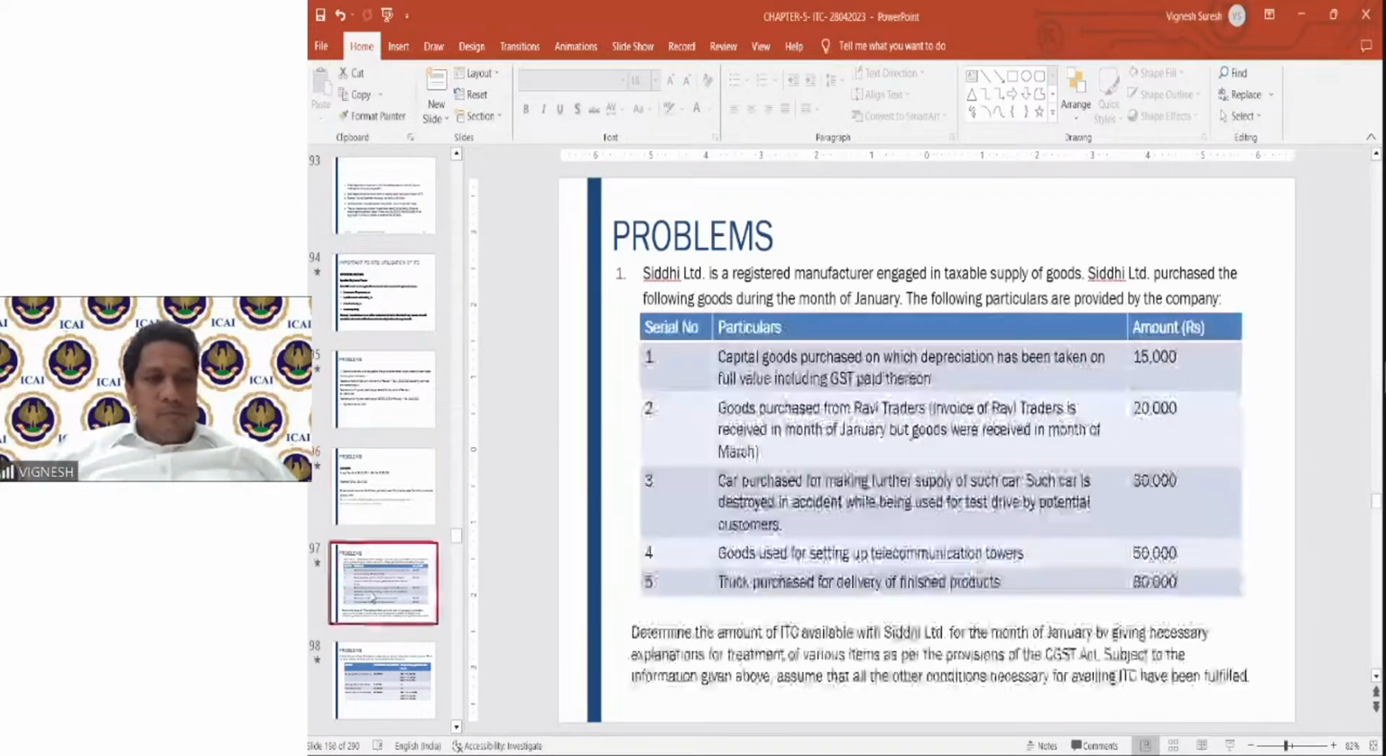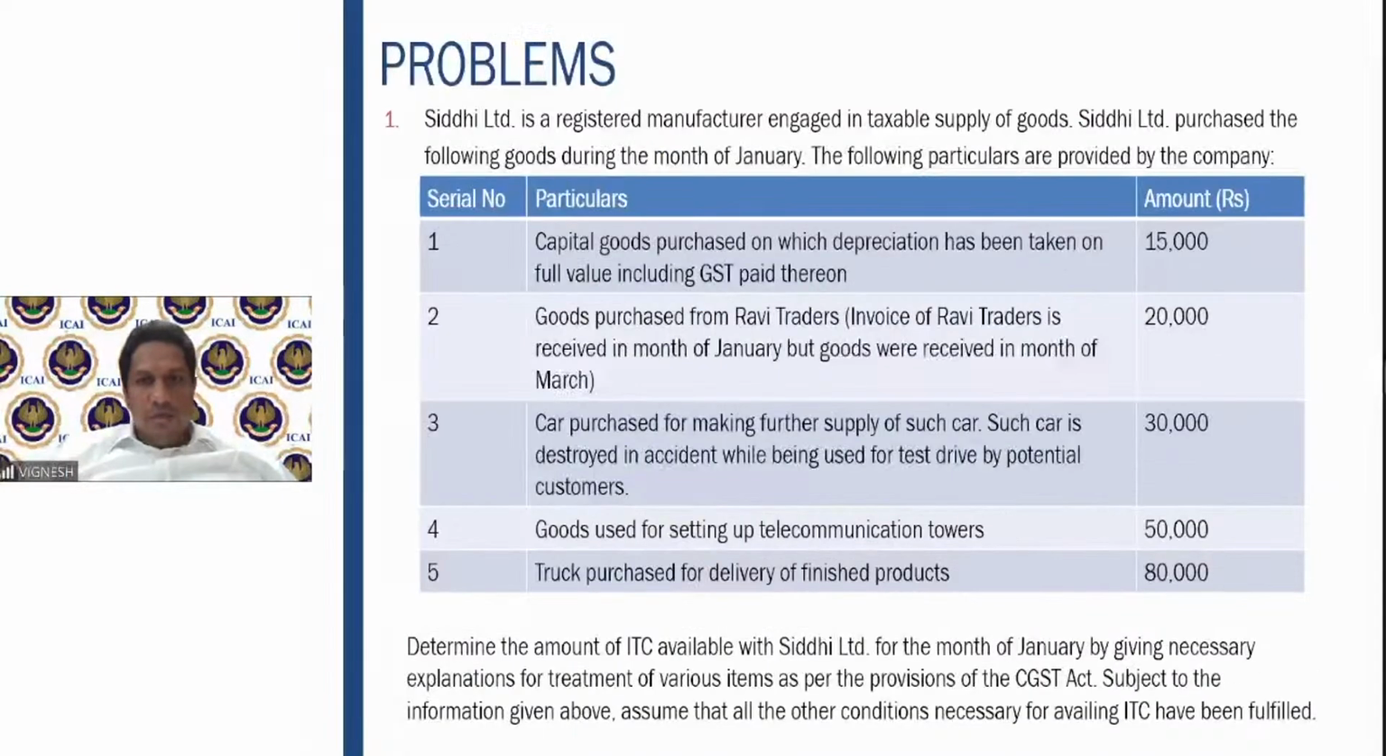Good. Now we work out some more problems. Based on this one is our 17 subsection 5. Siddhi Limited is a registered manufacturer engaged in the taxable supply of goods. Siddhi Limited purchased the following goods during the month of January. The following particulars are provided by the company.